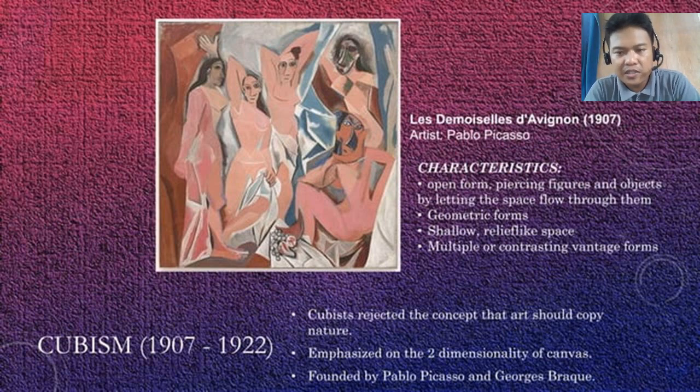The characteristics are that it is open, and it has geometric forms, two-dimensional geometric forms, and multiple or contrasting vantage points. The artist, Pablo Picasso, of this painting titled Les Demoiselles d'Avignon.